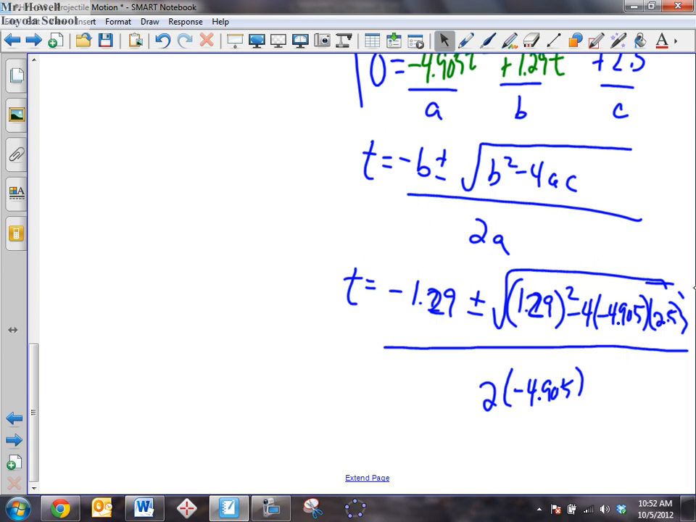So I'm going to do under the radical first, please. So type 1.29 squared minus parentheses 4 times negative 4.905 times 2.5. Okay? Let me show you on the virtual calculator, I forgot. I'll show you there so you can see what I'm doing.